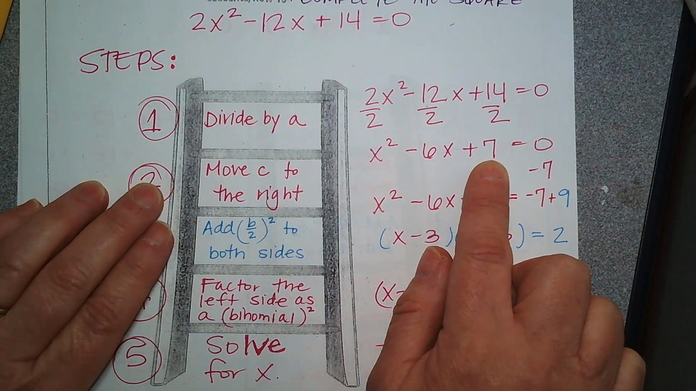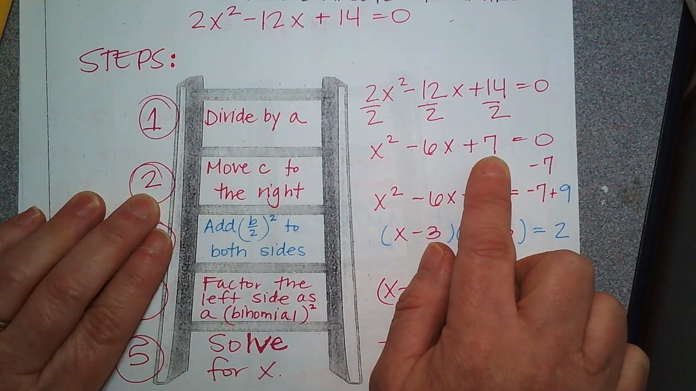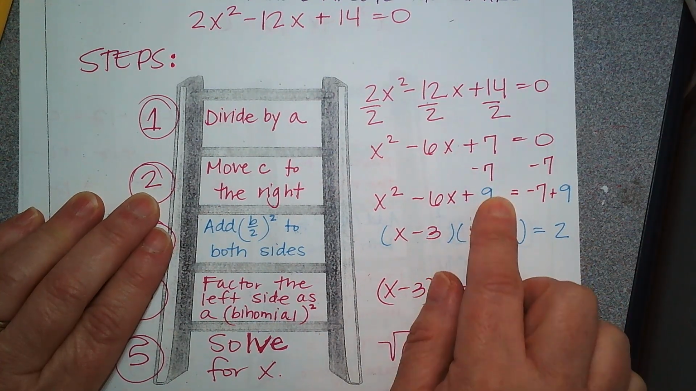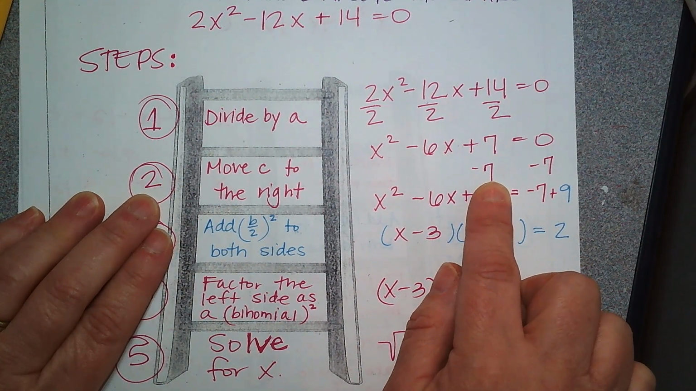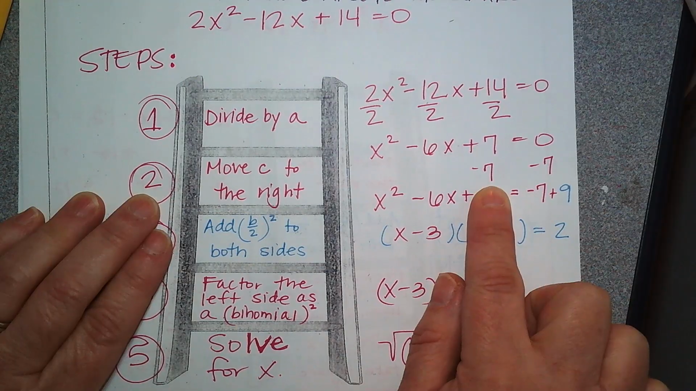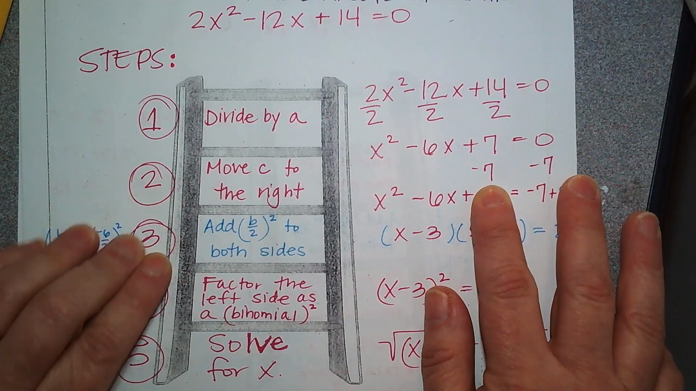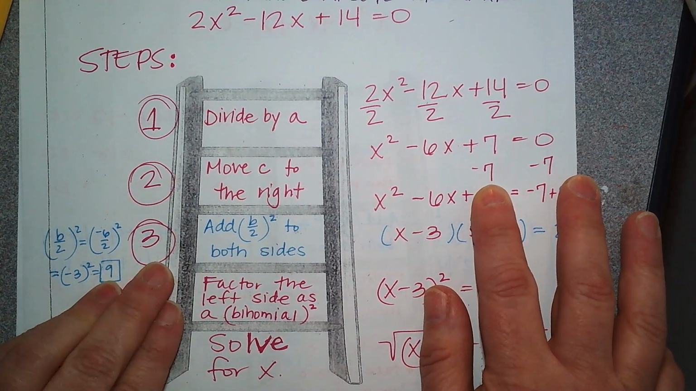Then you have to move C to the right. What is C? 7, yes. So how do I move it to the right? Subtract it. All right, and then after you subtract it, you move the negative 7 over to the right and leave a space there because that's the next step: add b over 2 squared to both sides.